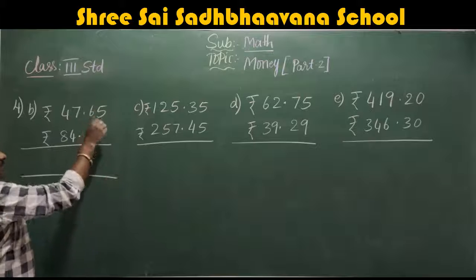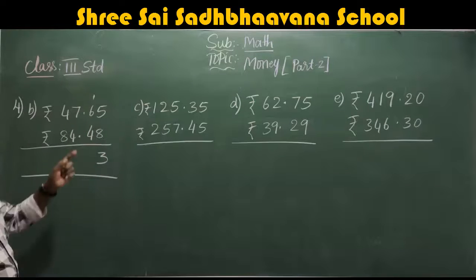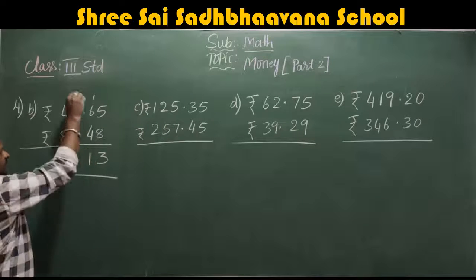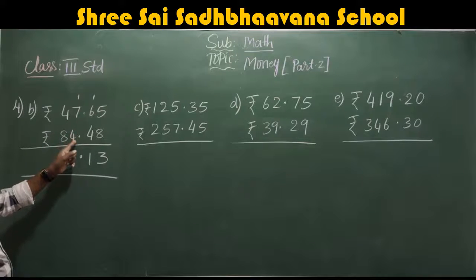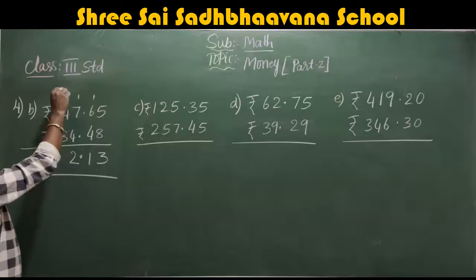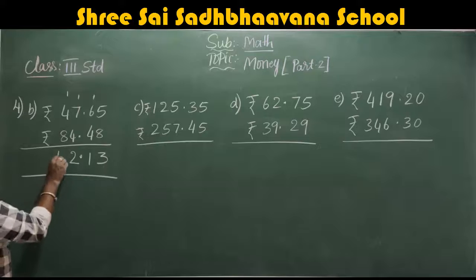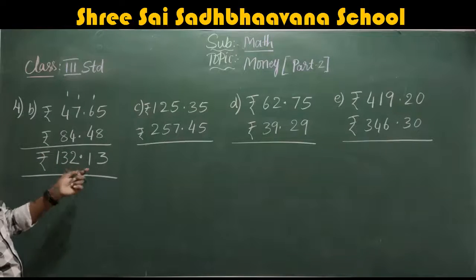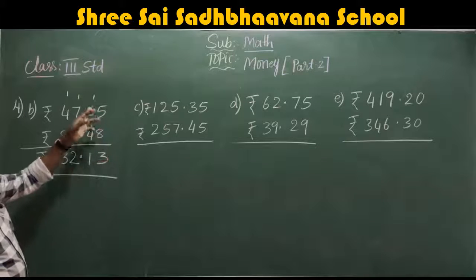Just you add 5 plus 8, 13, carry 1. 6 plus 4, 10 plus 1, 11, carry 1. Decimal point as it is. 7 plus 4, 11, 11 plus 1, 12, carry 1. 8 plus 4, 12, 12 plus 1, 13. That is rupees 132.13.